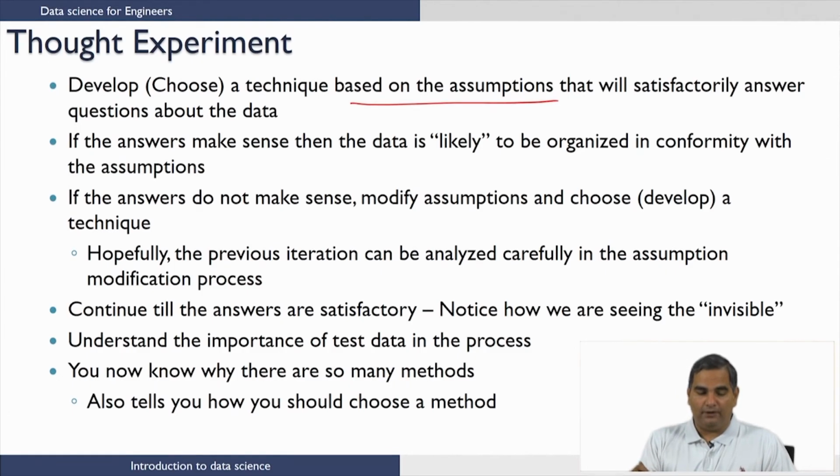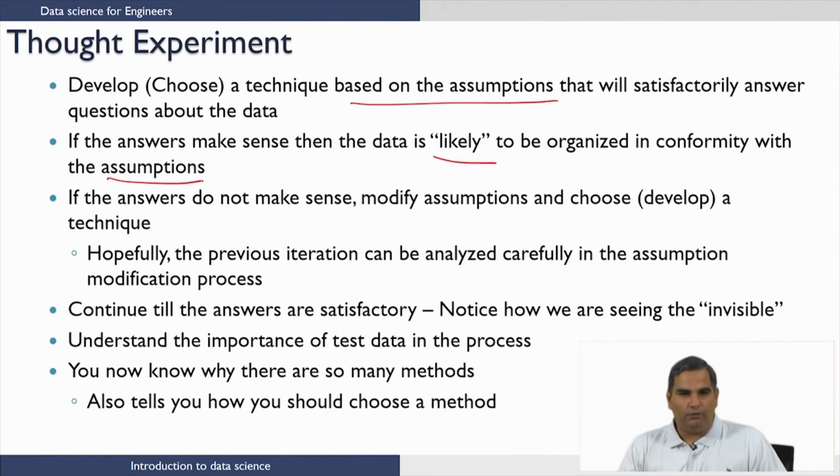So, it is important to look at the key words that we are using. It is likely to be organized and assumptions are important. So, likely would mean we will have to do some metric, and different people will use different metrics and different levels of satisfaction of that metric to be convinced that what they have is right or wrong. So, that is where subjectivity comes in. But if the answers make sense, then we will say the data is likely to be organized in conformity with the assumptions.